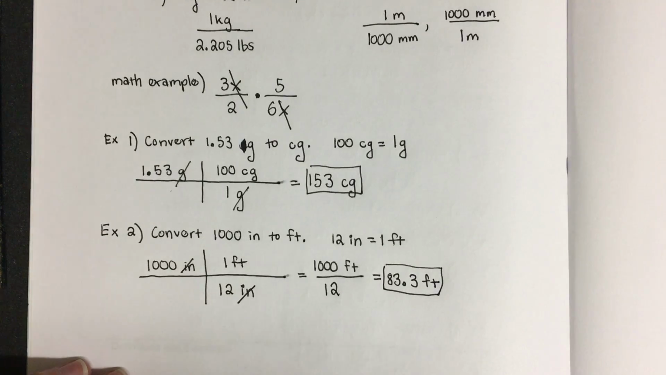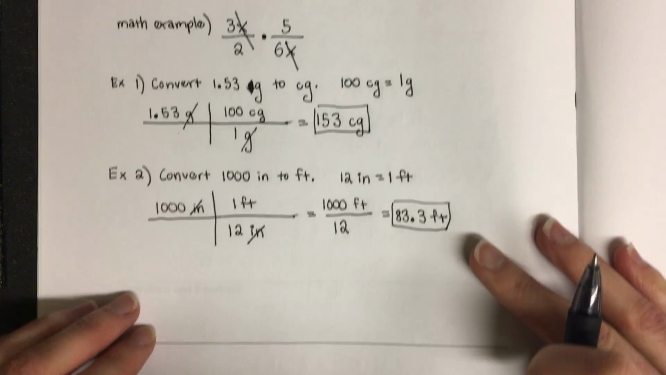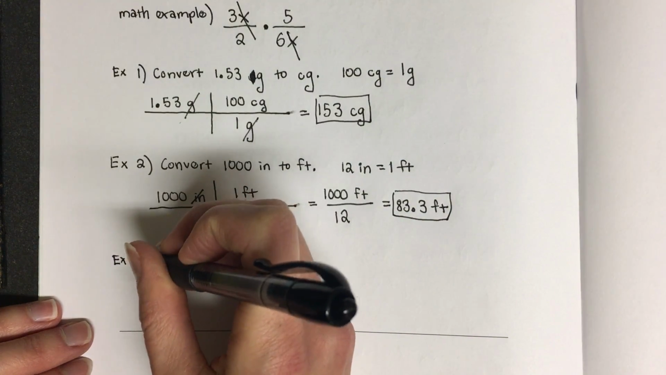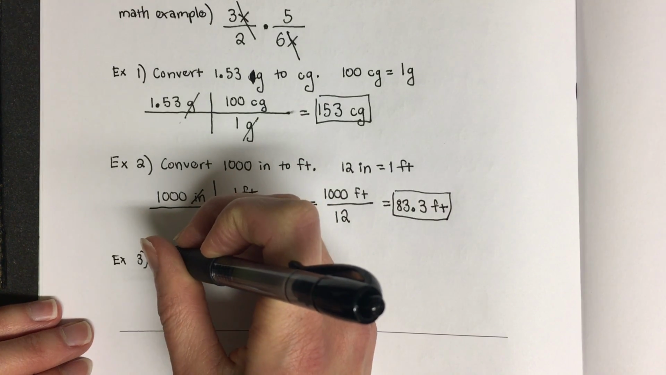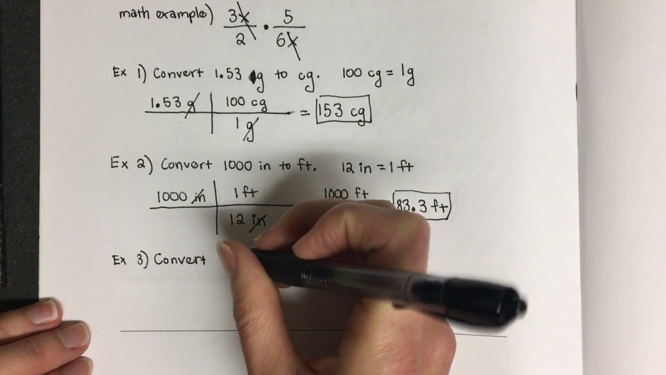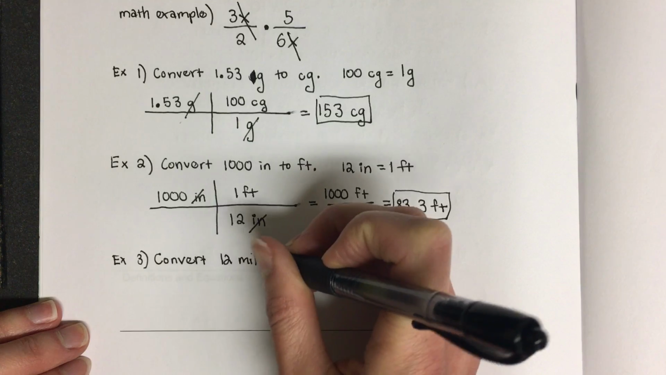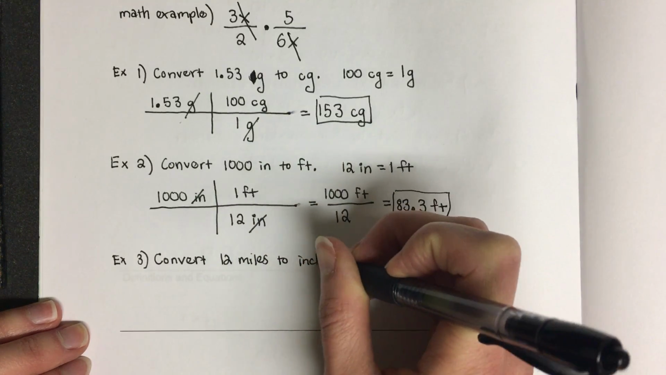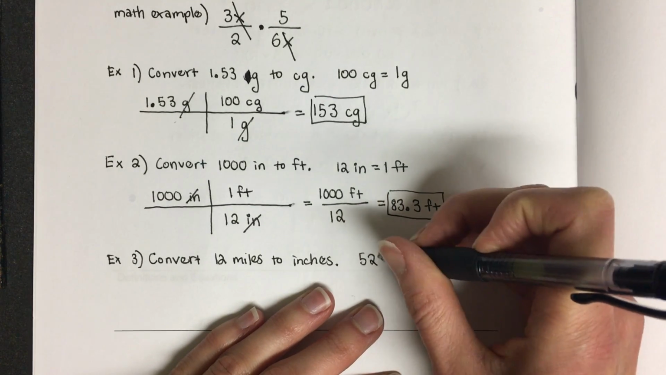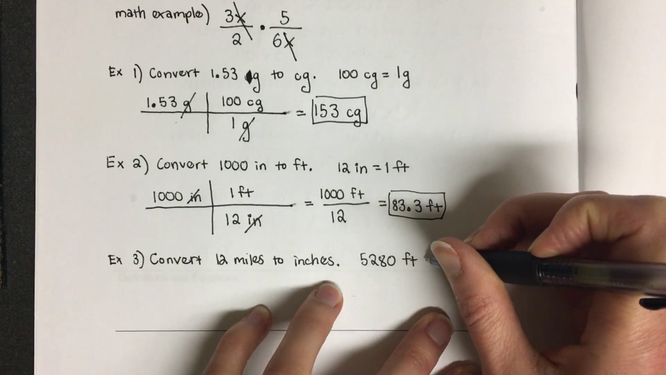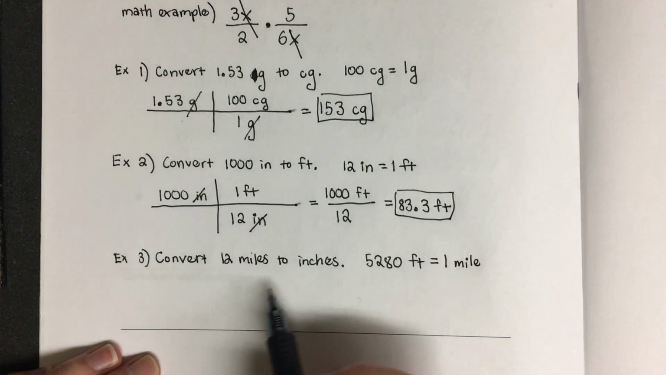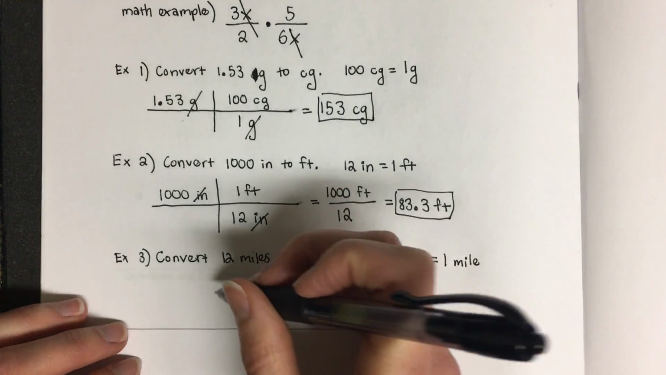Okay, I want to do one more example, and then you probably have enough practice to do the assignment. So example number 3, we want to convert 12 miles to inches. And I'm going to give you a little bit of extra information on this problem. There are 5,280 feet in 1 mile. Okay, now for this problem, I'm going to need more than one conversion factor, and I can do that.